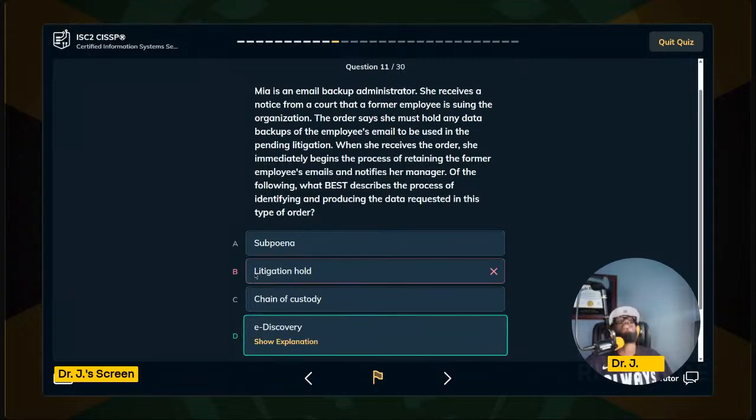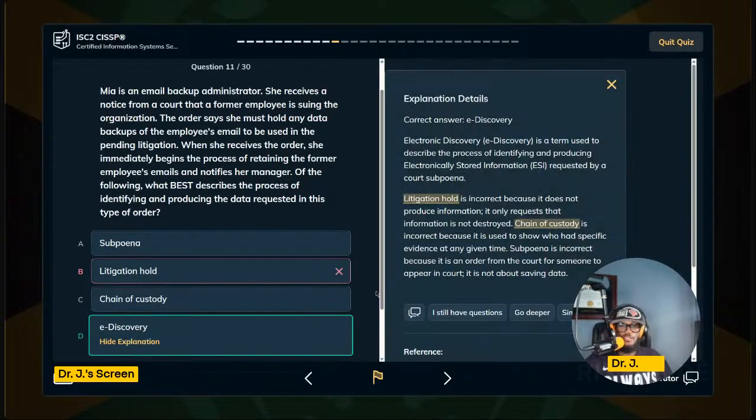What? I was wrong. Let me read this again. It says she must hold any data backups of the email to be used, and she immediately begins the process of retaining the former employee's emails and notifies her manager. Litigation hold is incorrect because it does not produce information. It only requests that information is not destroyed. So where does it say that? She receives a notice from a court that a former employee is suing the org, and it says she must hold any data backups on the employee's email to be used in the pending litigation.